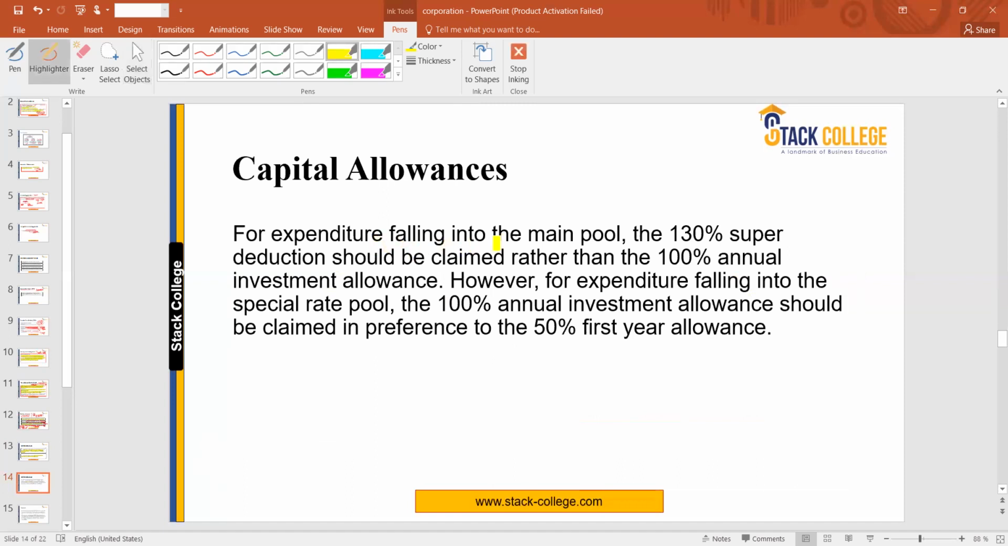For expenditure falling into the main pool, the 130% super deduction should be claimed rather than the 100% annual investment allowance. However, for expenditure falling into the special pool, the 100% annual investment allowance should be claimed in preference to the 50% first year allowance.